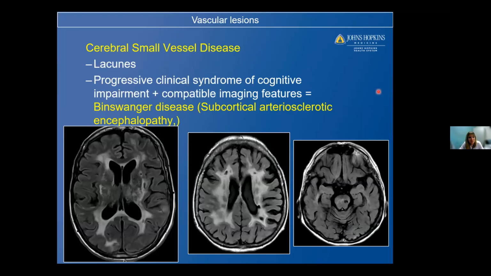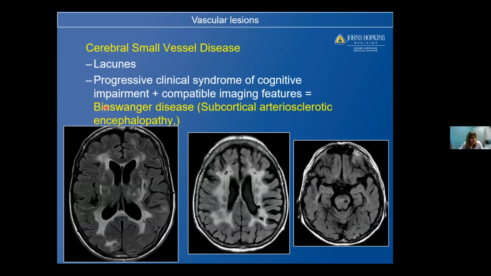Then we look for the presence and distribution of small chronic infarctions and lacunes. So lacunes are those holes measuring up to 1.5 centimeters in the brain and are associated with cognitive dysfunction and a higher risk of future stroke.